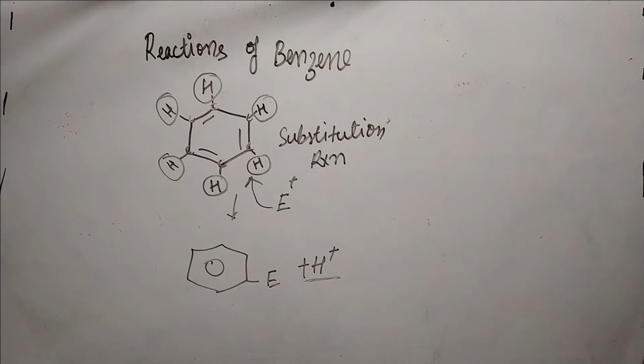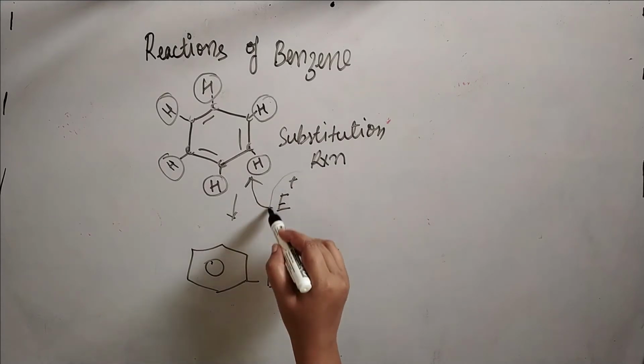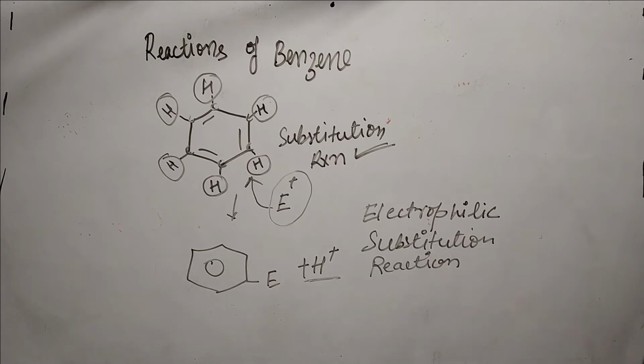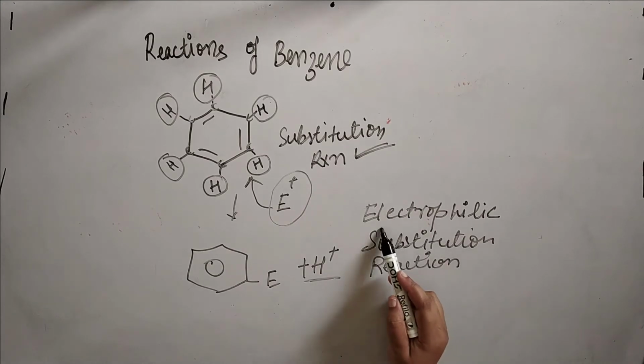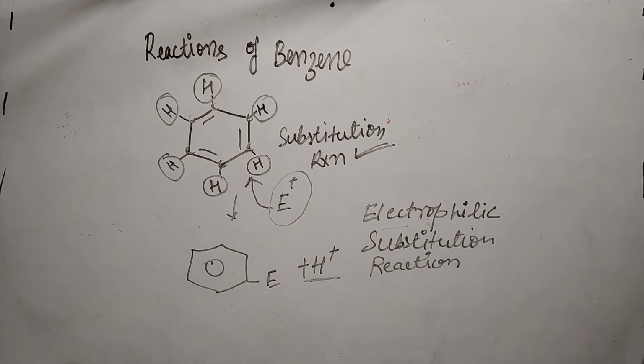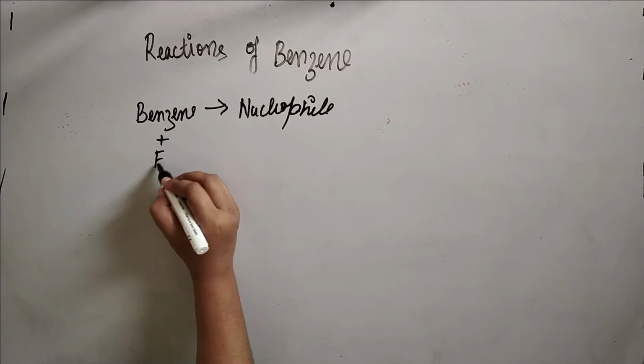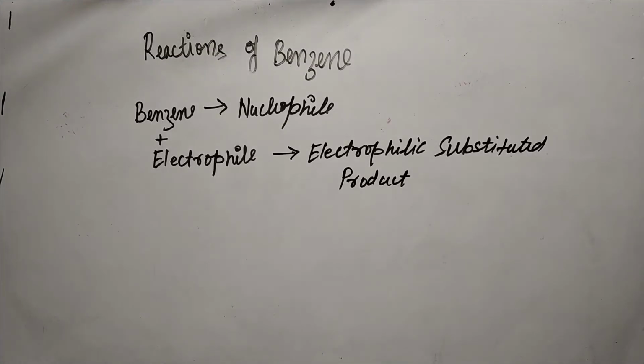Now the question arises, what are electrophiles? Electrophiles are attacking reagents which carry a positive charge, or they are electron deficient. If you want to know more about electrophiles, you can see my other video on electrophiles and nucleophiles. The link will be shared in the description box. Generally benzene can easily react with an electrophile, so it gives the electrophilic substitution reaction. Here benzene acts as a nucleophile and reacts with the electrophile to give the electrophilic substituted product.